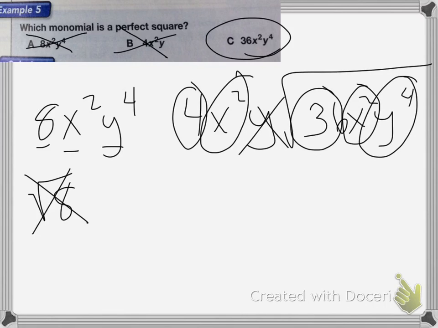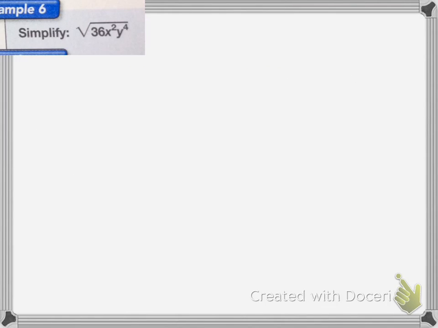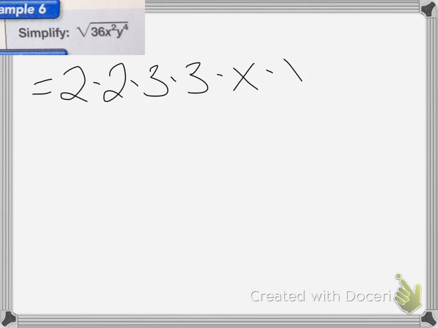Okay, and so here, simplify this number, 36x squared y to the 4th power. So there are two different methods we can do this. The first way is we can separate the factors of 36x squared y to the 4th power into two identical groups. So that's going to equal 36, we find the prime factorization, which would be 2 times 3 times 3. Then I'd have times x, and then times y times y times y times y.